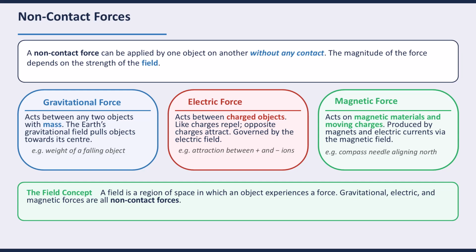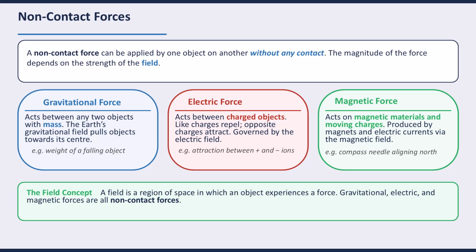Let us go deeper into non-contact forces because they introduce one of the most important ideas in physics, the concept of a field. How does gravity reach out and pull the moon toward the earth across hundreds of thousands of kilometers of empty space? The answer is the gravitational field. A field is a region of space in which an object experiences a force. You cannot see a field, you cannot touch it, but its effects are very real.